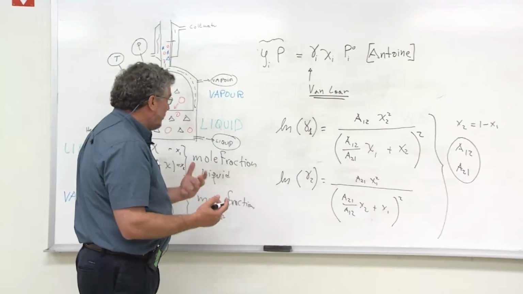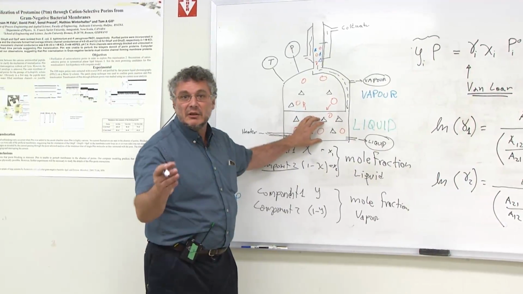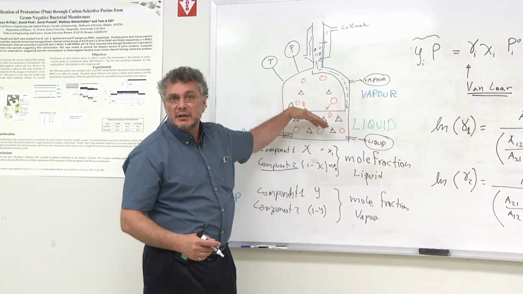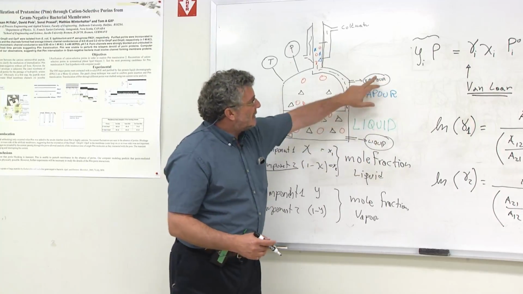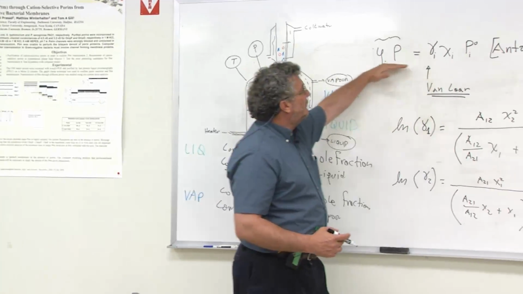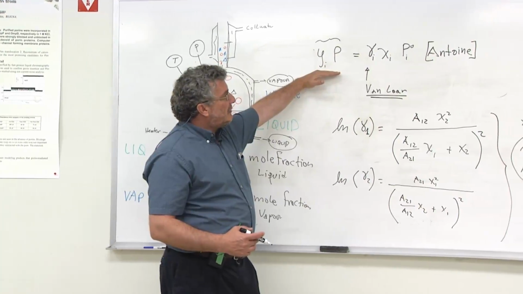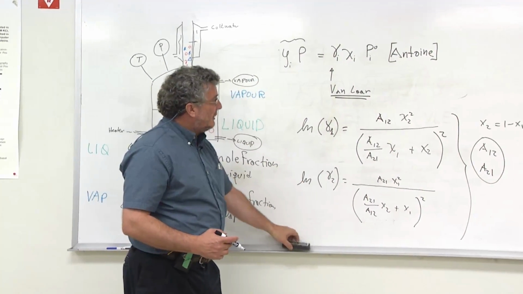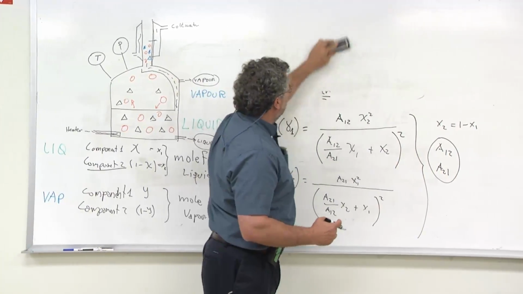The way we are going to approach this is we're going to fill our system with different initial compositions and let it reach equilibrium. Then we're going to sample the liquid, we're going to sample the vapor, and we're going to try to fit these equations. As you can see, if this equation was written for our two systems, we could rewrite it in the following way.